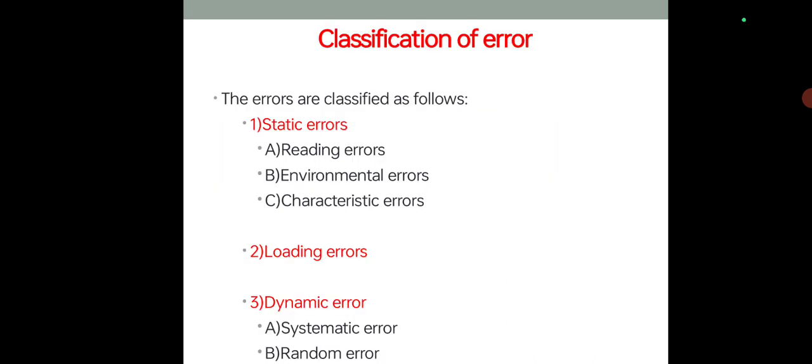Next, what are the types of error? Error is classified into three main types. First one is static errors, second one is loading error, third one is dynamic error. In static error we have three types: first one is reading error, then environmental error, and characteristics error.